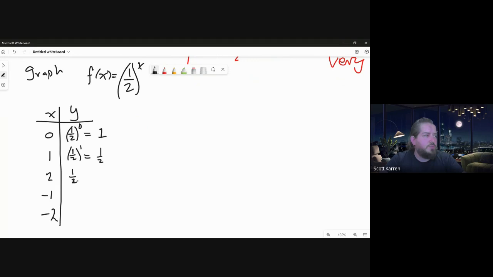And then if x is 2, then y is 1/2 to the 2. But that's like 1 squared, which is 1, over 2 squared, which is 4. And then likewise, if I do x is -1, I get 1 over 2 to the -1, right? And so I'll do this off to the side here. How do I treat this?